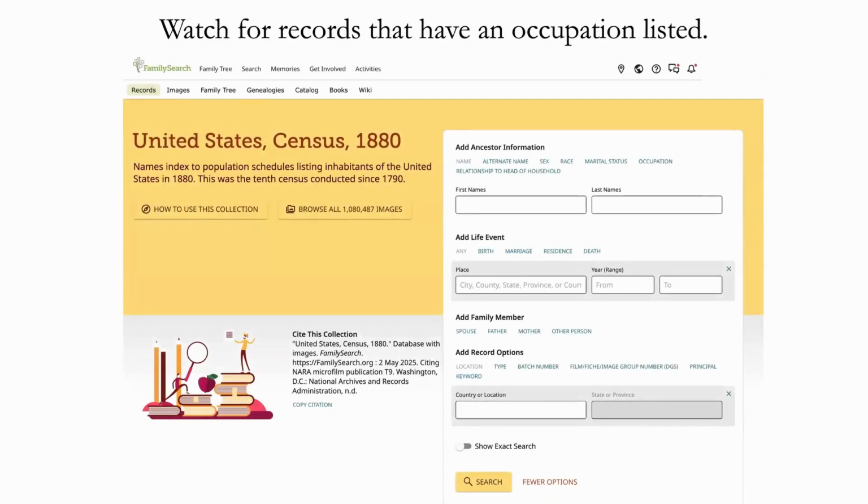So we need to watch for records that have an occupation listed. You can see here in the United States Census, this is searching the 1880 census. One of the fields that FamilySearch has added to allow a search of the 1880 census is occupation. So you could actually search by the occupation of your ancestor, even if you didn't know the person's name or location at all, if the person has a somewhat unique occupation.